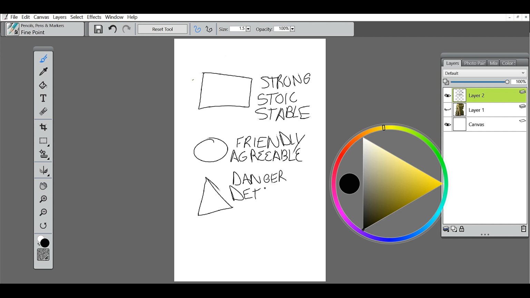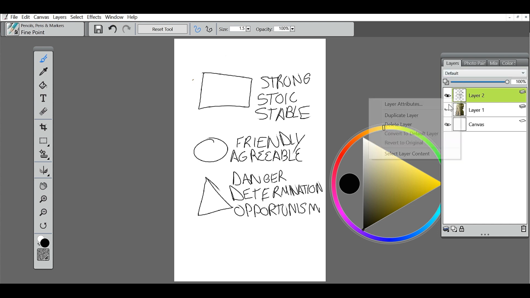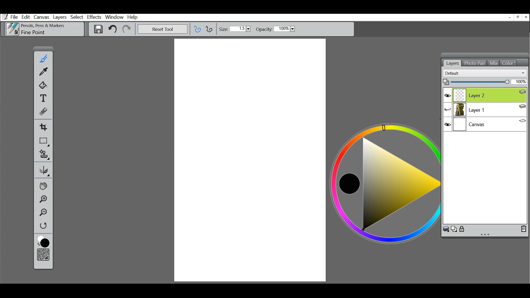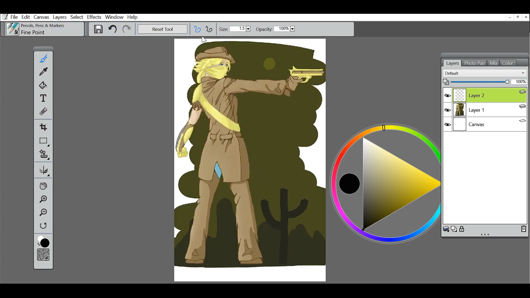Take, for instance, Mickey Mouse. Finally, we have triangles. Triangles are mostly used for villains as they represent danger, determination, and opportunism. Now that you know what the shape means, you can mix them up to convey who your character is. It doesn't matter what style you use because shape can even be used to convey how they stand.